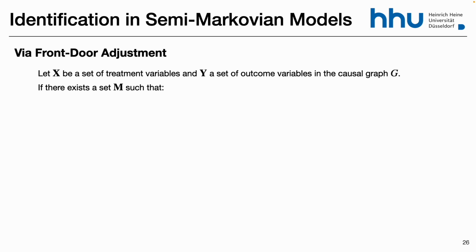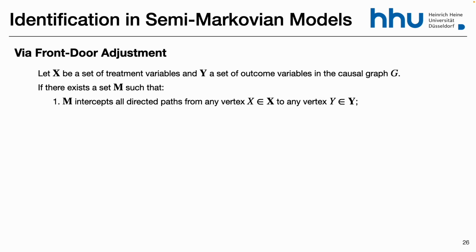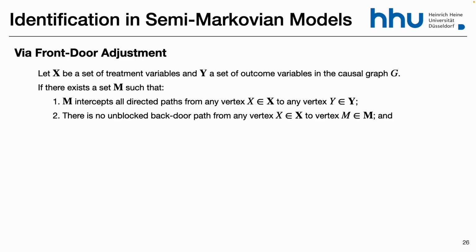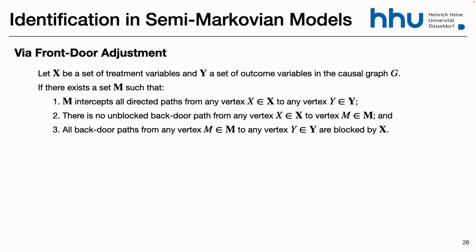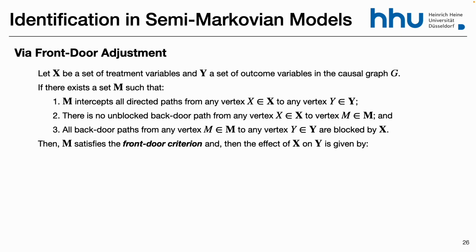And then we are now looking for a set M. M is from mediators. So instead of looking for a set of covariates or variables that are creating confounding, we are now looking for a set of variables that are mediators. A mediator intercepts all directed paths from any vertex x in the set X to any vertex y in the set Y. The second condition is that there's no unblocked backdoor path from a variable in the set X to a variable in the set M. And the third one is that all backdoor paths from M to Y are blocked by X. We can see in the example.